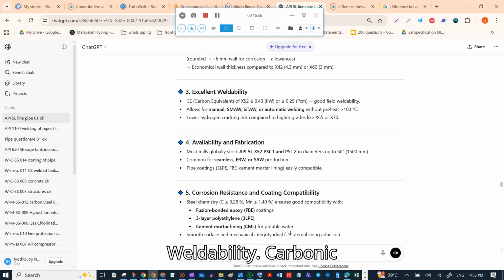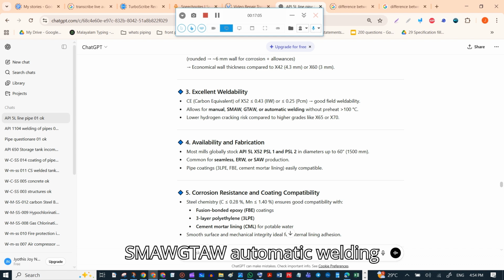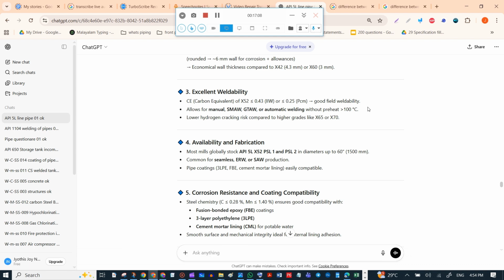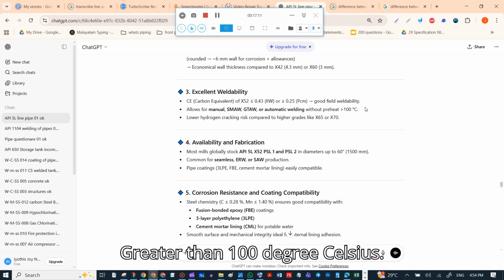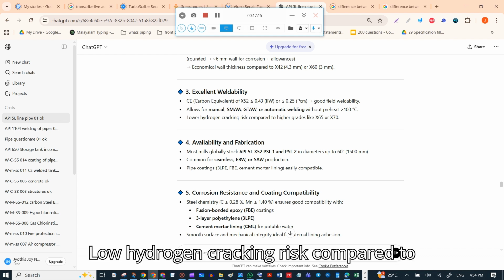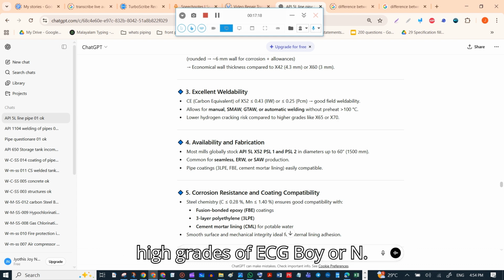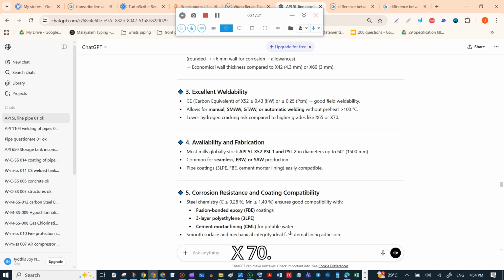Weldability. Carbon equivalent of X52 is less than 0.43, with 0.25 PCM. So it allows manual SMAW, GTAW and automatic welding without preheat greater than 100 degrees Celsius. Low hydrogen cracking risk compared to higher grades like X65 or X70.